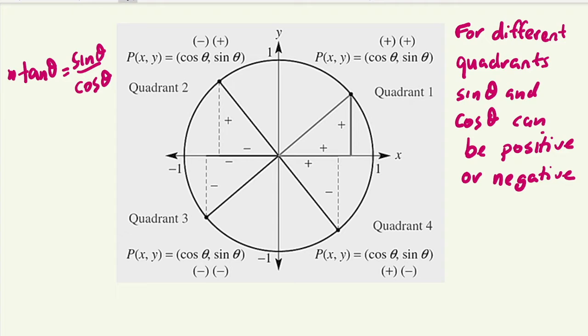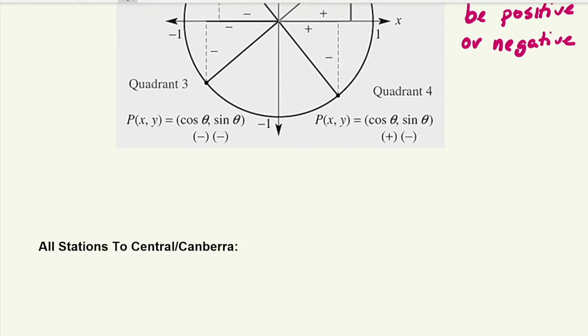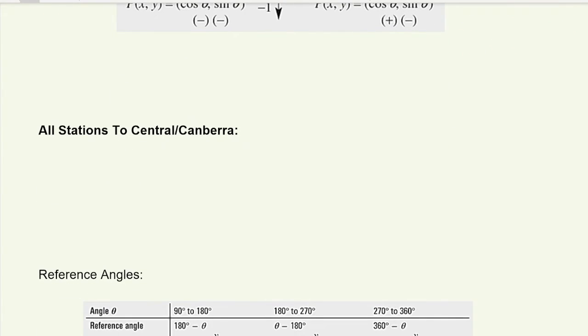Probably not the most help at the moment, but let's start seeing a few little things in action, and we'll give you a bit of a hint to know how to recognize whether it's going to be positive or negative depending on its quadrant. We use a little bit of a mnemonic, and that is the saying all stations to Central, or it could be all stations to Canberra, whichever one you want to do.